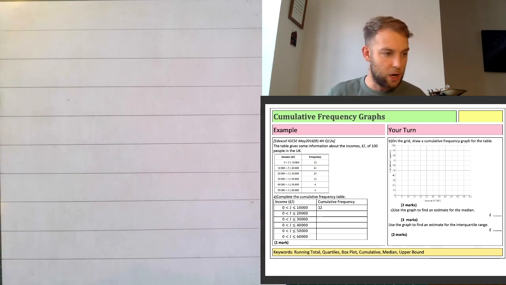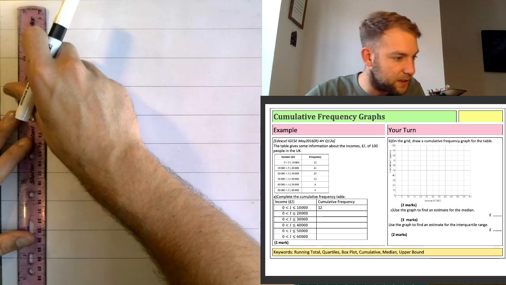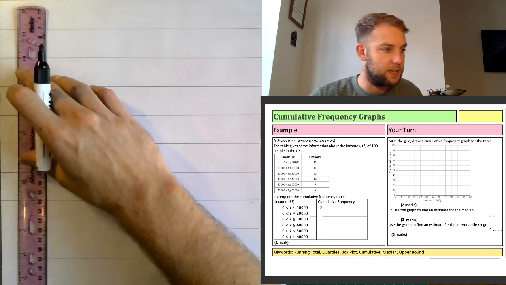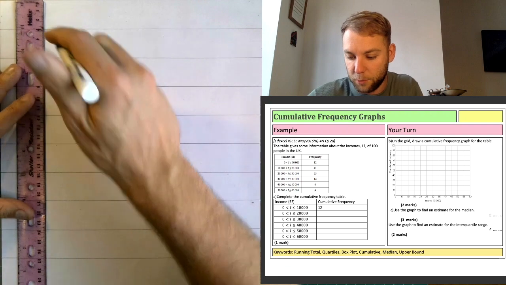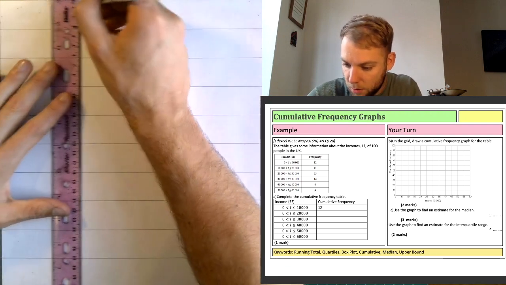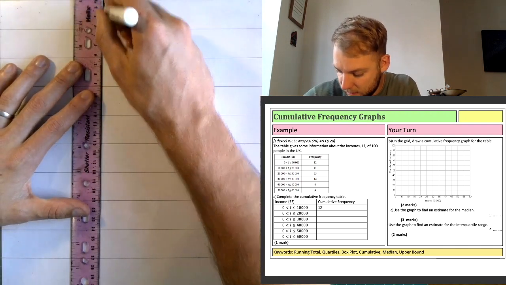Okay, so here we've got up to 60,000, isn't it? So we're looking at the income of people. So let's make this a bit wider than I did last time.